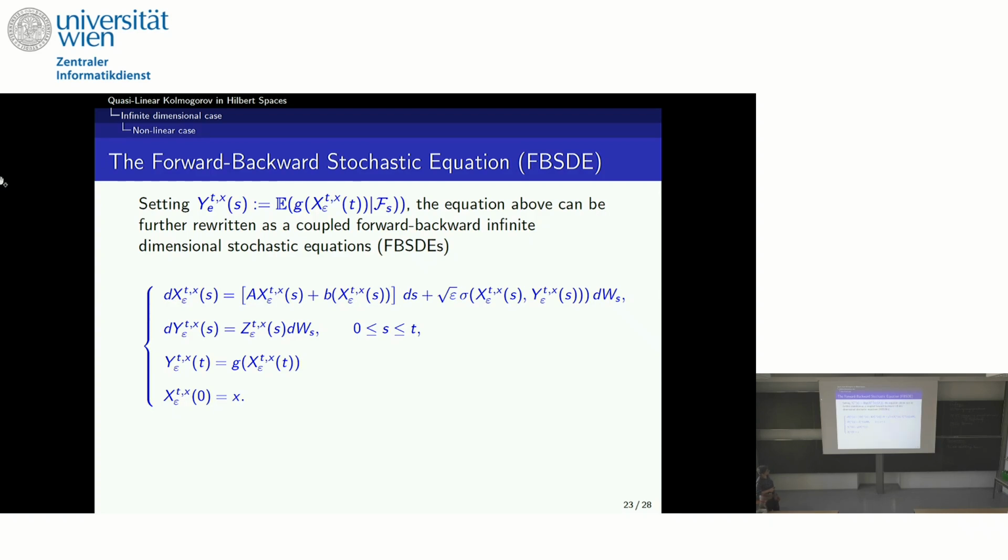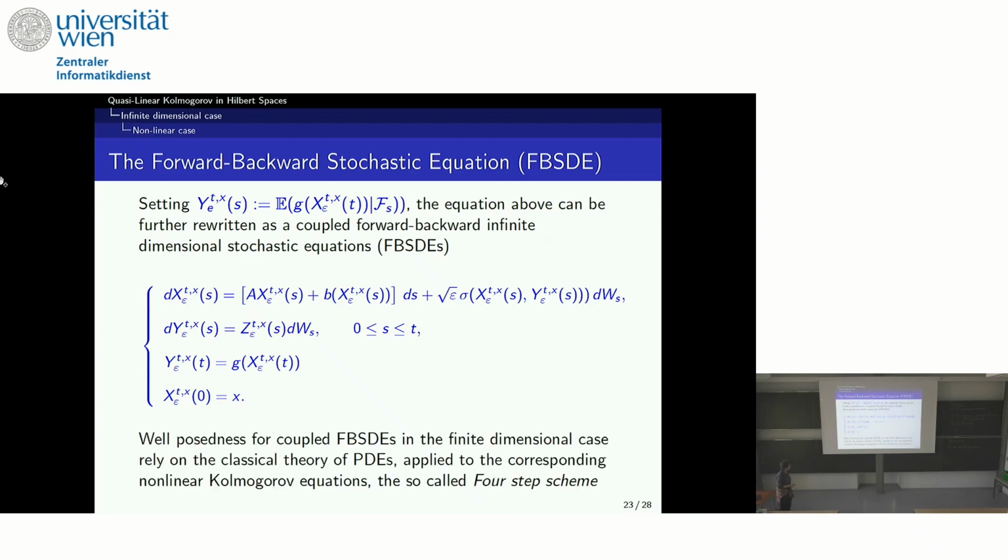These kinds of systems have been studied since the 90s, and they were introduced by Pardoux and Peng, and whenever Y is not present here, they provide a probabilistic representation for the solution of a semi-linear equation. So as soon as sigma depends also on Y, then this gives you the representation of the solution of a quasi-linear equation. And so in finite dimension, this system is well understood and was proved with several techniques. But the most popular technique is unfortunately the four-step scheme that relies a lot on the solution of the Kolmogorov equation.